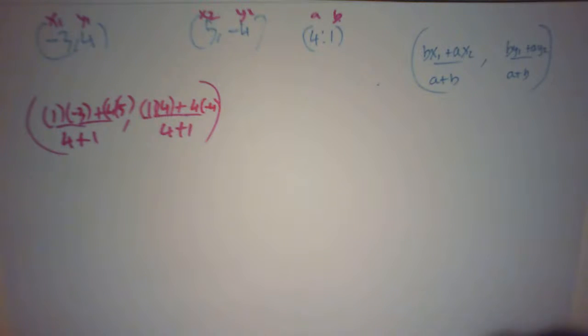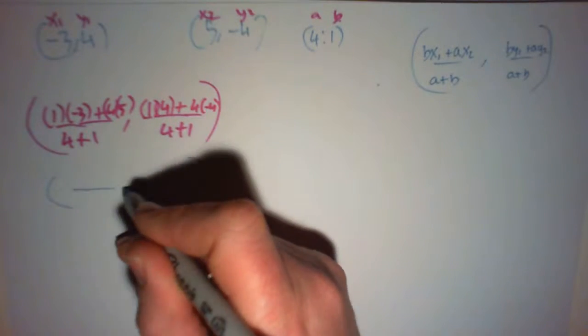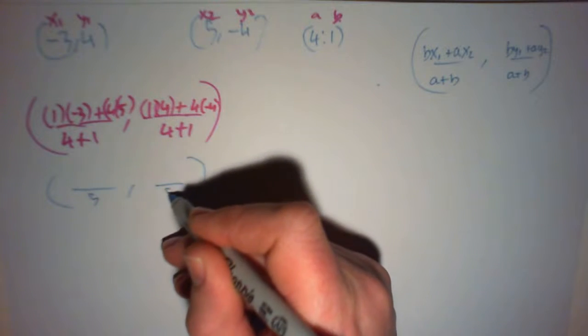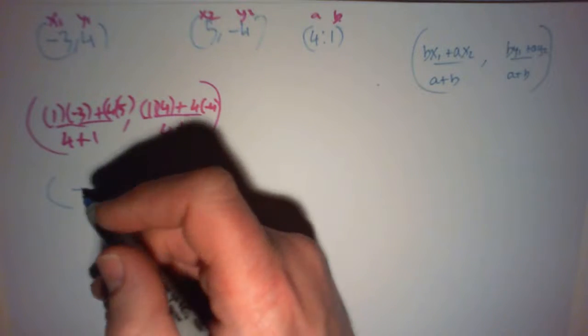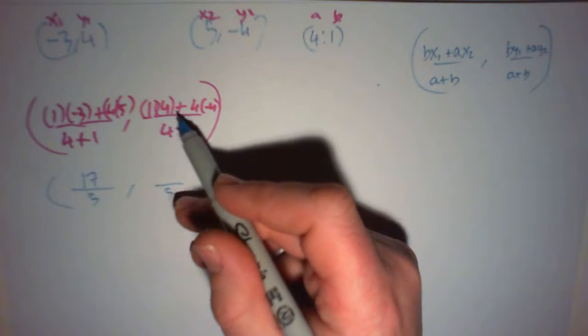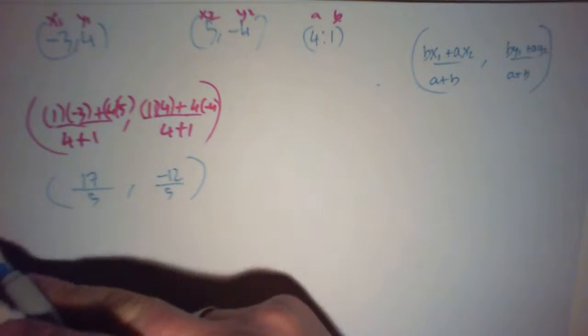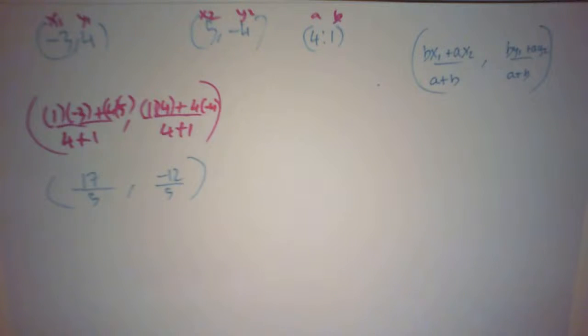Right, so comma, everything's over 5, so looking like another fraction again. So that's 20 minus 3, which is 17. And this one is minus 16 plus 4, which is minus 12. So there you go. That is it. Looks crazy, but that's what it is. So hope you got it right.